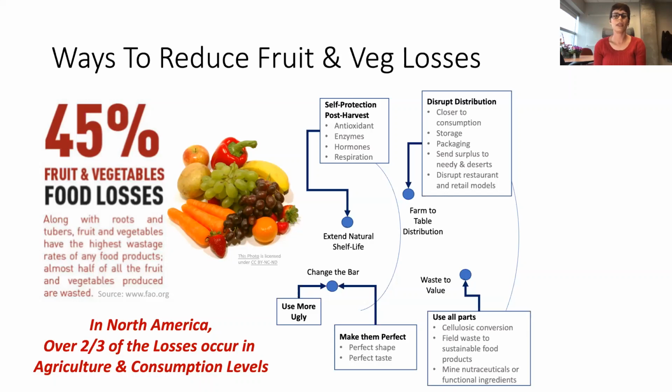So maybe be able to connect to other places where there is a desert place, what we call food deserts. And it's actually very common here in the United States. Disrupt restaurants and retail models. So that would be one way. So tackle the logistics. Waste to value, so use all parts, maybe the parts that right now is waste, you can repurpose to making into packaging material. Mine nutraceuticals or functional ingredients.